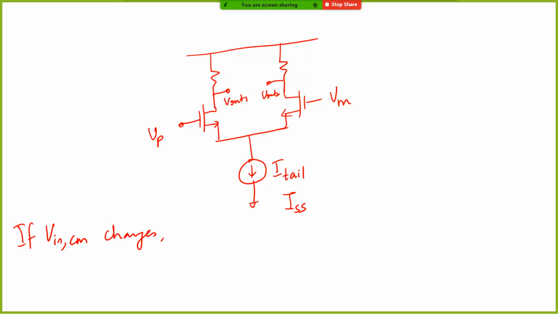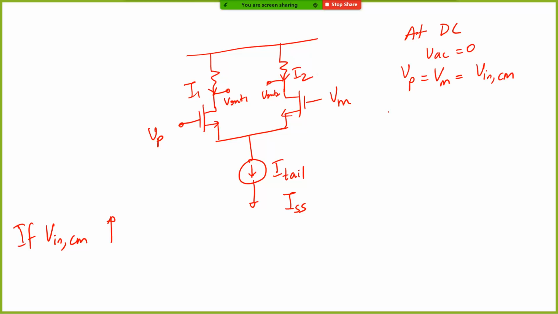If Vin CM changes, what will happen? Let's take the example that it is increasing. Now if it is increasing, this tail current source at the bottom is going to fix the total amount of current. So at DC, that is to say VAC is 0, VP is equal to VM is equal to Vin common mode. That is, there is no small signal riding on top of it. It's only DC. Let's say this is I1, this is I2. What can you say about I1 and I2?